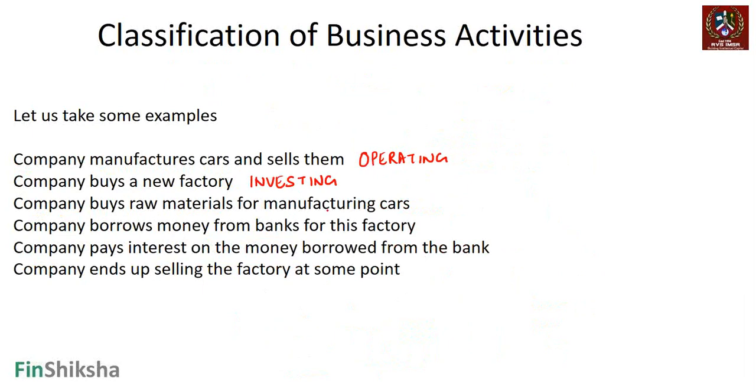Company buys raw materials for manufacturing cars. That's an expense that you have. It's an expense under the operating segment, because that's again a day-to-day activity for a firm. The factory is an investment, in the sense that you're creating what is called an asset here. Company borrows money from banks for this factory. That's a liability, correct? But you are borrowing money, that means it must be a financing activity. Then the company pays interest on the money borrowed from the bank. This we will take in a minute. This is interesting because this can get classified in two places.